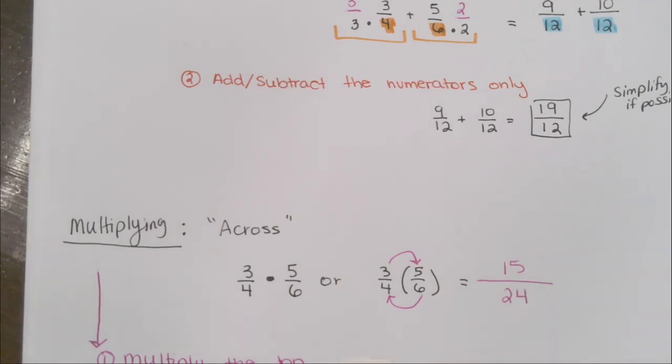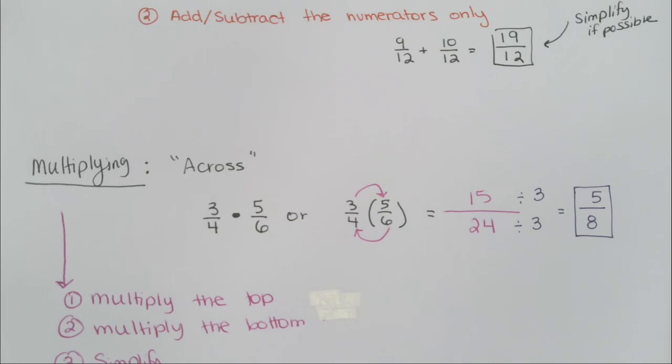24. Can we simplify that? Yes, we can. What goes into 15 that also goes into 24? 3. You're absolutely right. I hesitated there for a second. 3 goes in there, 3 goes in there. 3 goes into 15 five times. 3 goes into 24 eight times. You're absolutely right, and so we have a simplified fraction.